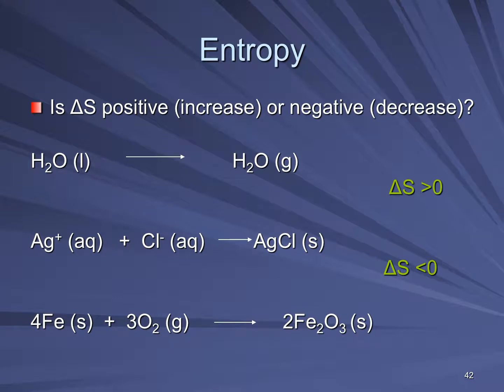We already talked about this one a little while ago, but iron reacting with oxygen to give us rust. Again, you can sort of see that there's 7 molecules on the left going to 2, so that's becoming more ordered. Also, we have 3 molecules of gas going to 0 molecules of gas, which is becoming more ordered. So again, delta S should be negative.